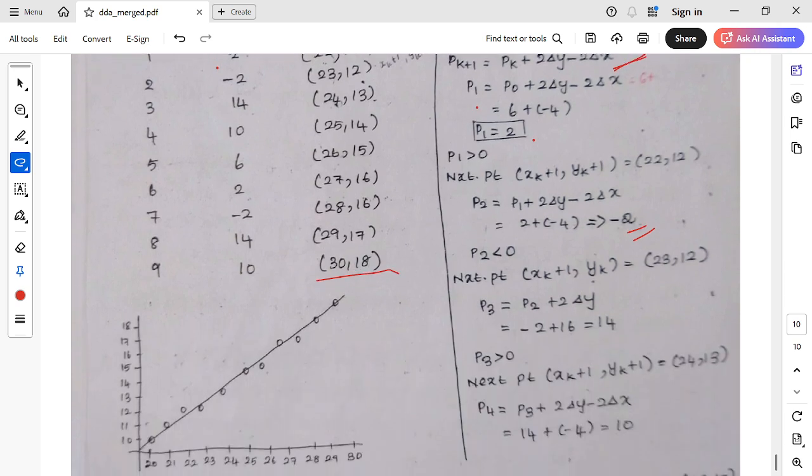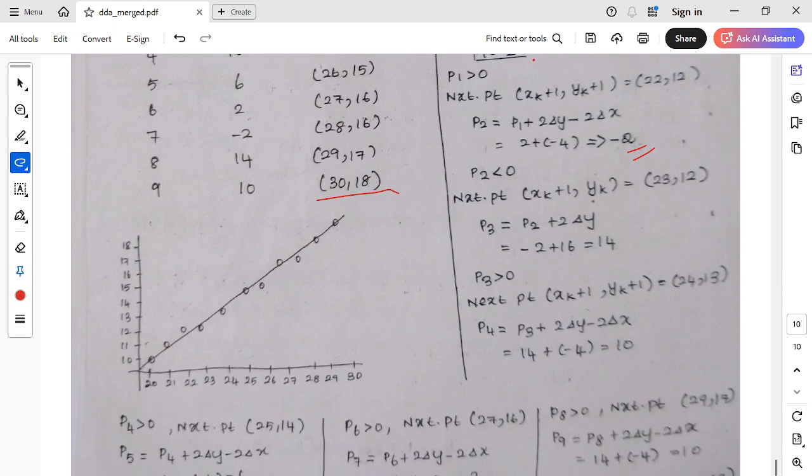You can see somewhat of a straight line. When compared to the DDA algorithm, you will be getting a somewhat straighter line in the Bresenham line drawing algorithm.